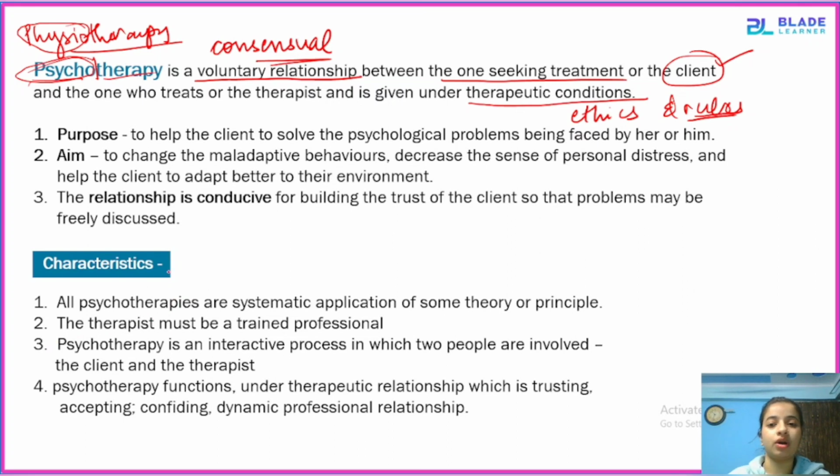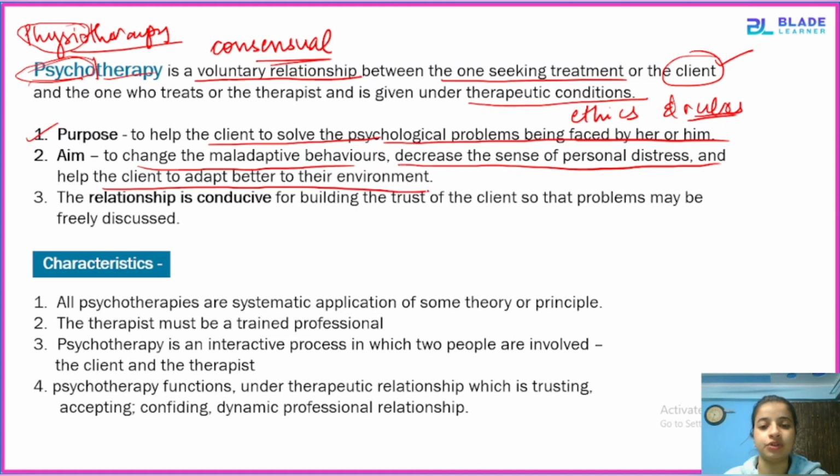We can talk about the Dear Zindagi example, in which Dr. Jehangir and Alia Bhatt form a therapeutic, psychotherapeutic relationship. That is a classical example. The purpose is to help the client solve the psychological problems being faced by her or him. The aim is to change the maladaptive behaviors, decrease the sense of personal distress, and help the client adapt better to their environment. The relationship is conducive for building the trust of the client so that the problem may be freely discussed.